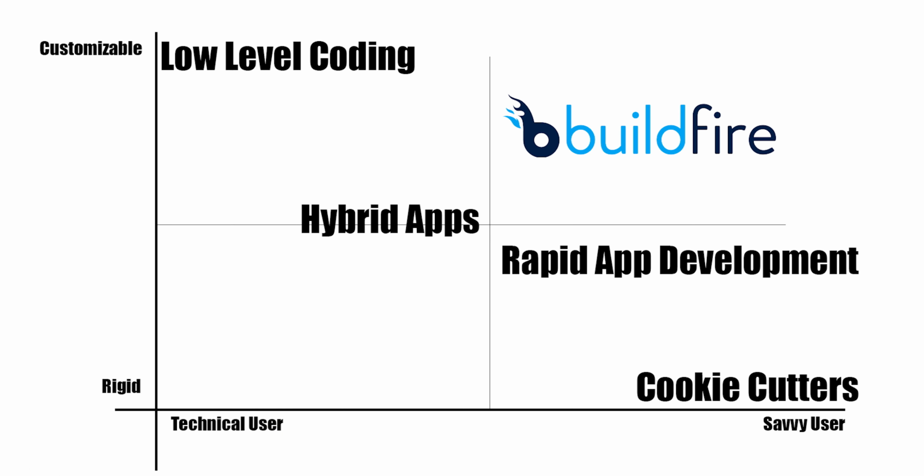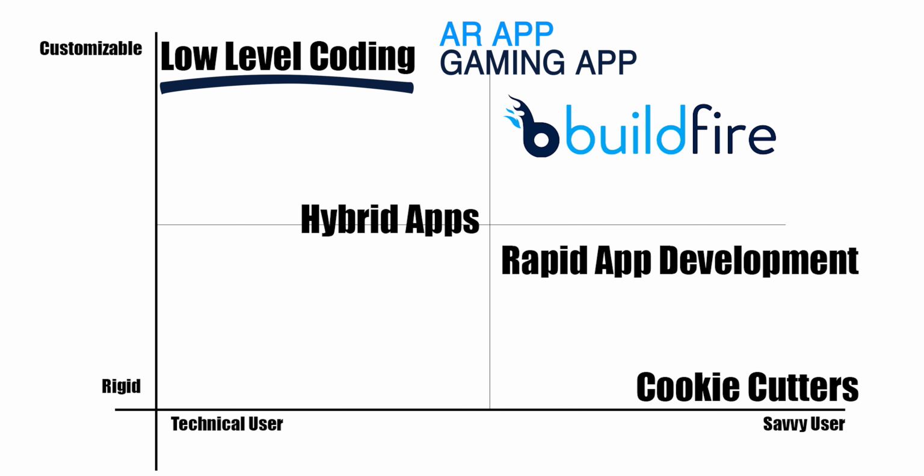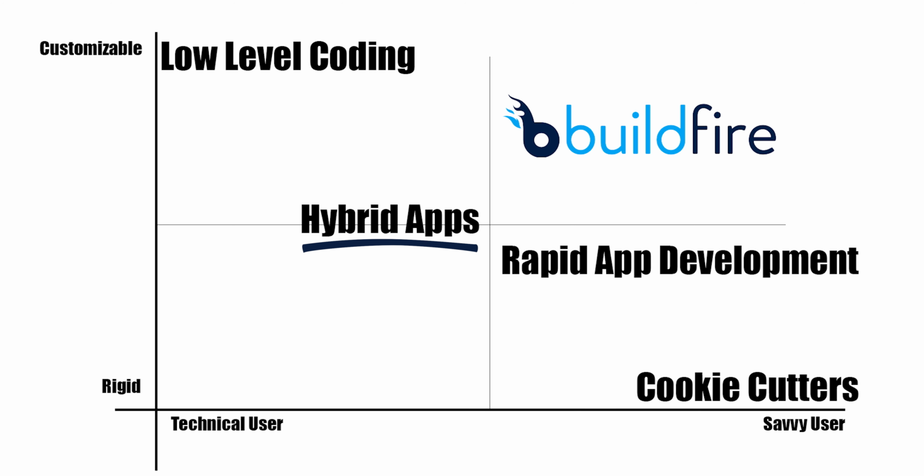As a recap, low-level code needs the most technical resources, which makes it the most expensive through the cost of the resource and the time to go to market, but gives you the most functionality. This is a good option for you if you're creating the next augmented reality app or the next gaming app. Hybrid apps are a great option to have a single code base that works for both iOS and Android, but if you still have developers on hand to be able to develop using these hybrid solutions.